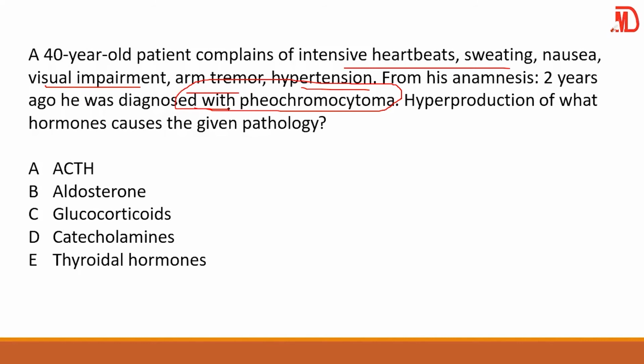Please, if you have not watched all these pharmacology and physiology videos, do well to watch them. The medulla of the adrenal gland is responsible for the production of catecholamines. All these fight-or-flight responses are produced from that place. So if there's a tumor there and it's a pheochromocytoma, then we are talking about catecholamines. So your answer was D.